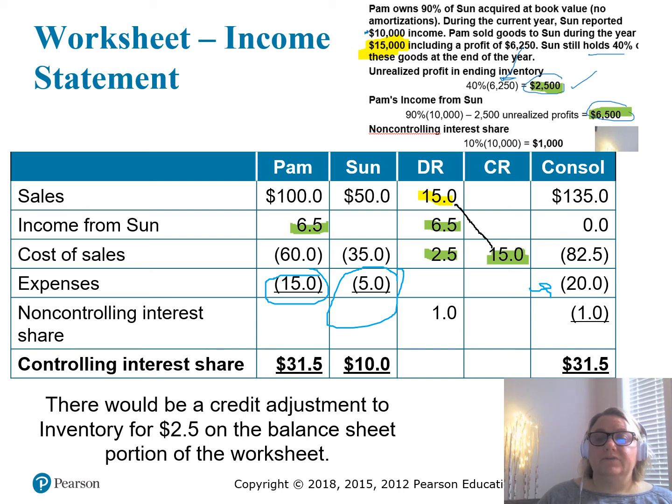I'm sorry, the non-controlling interest share is taken out. We figured it right here. We take it out right here. And now we have a rundown of our controlling interest on the consolidated income statement.